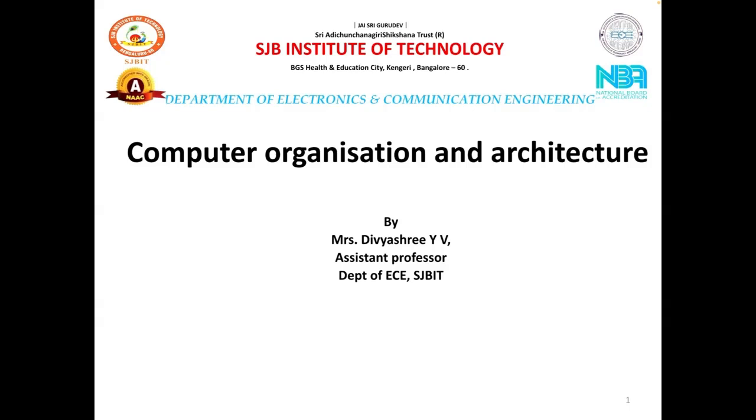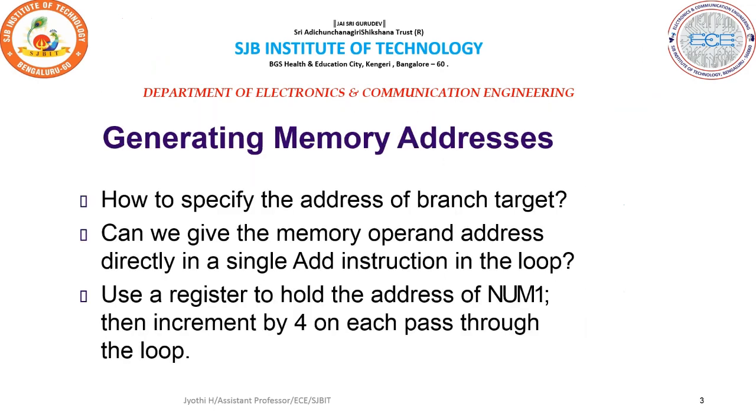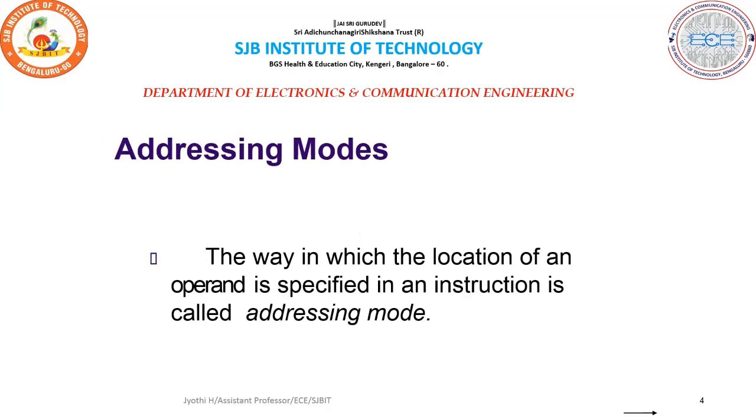In this lecture, we will be discussing computer organization and architecture. First are the machine instructions in the program. Generating the memory address: how to specify the address of the branch target, and can we give the memory operand address directly in a single add instruction in the loop, or use a register to hold the address of NUM1, then increment by 4 on each pass through the loop.